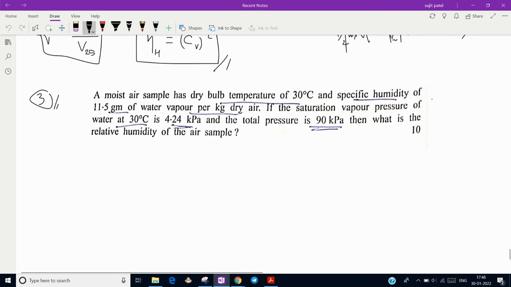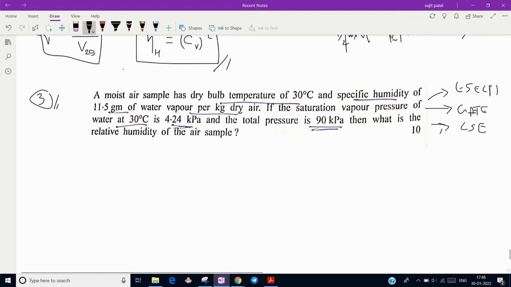So now the third question of today is on moist air, which is refrigeration and air conditioning. This question has been asked, and similar questions were asked in the engineering services prelim examination 2021, in the GATE exam 2020 as well as 2021, and this year in the civil services exams also. These kinds of questions are generally asked in every PSU's exams also.